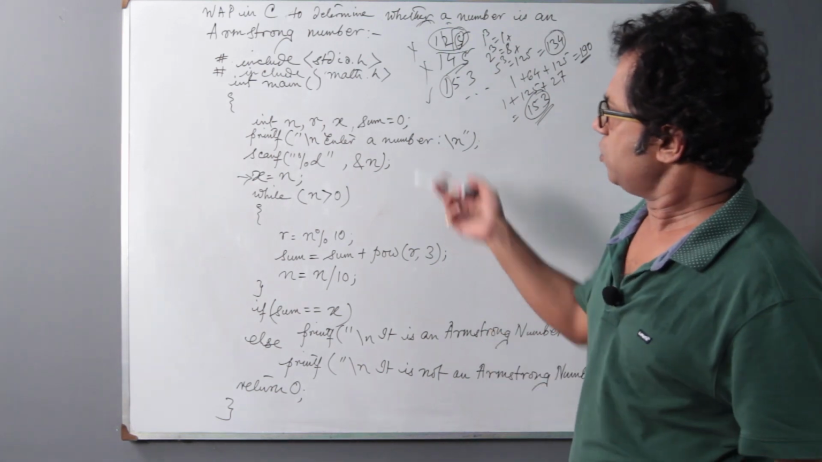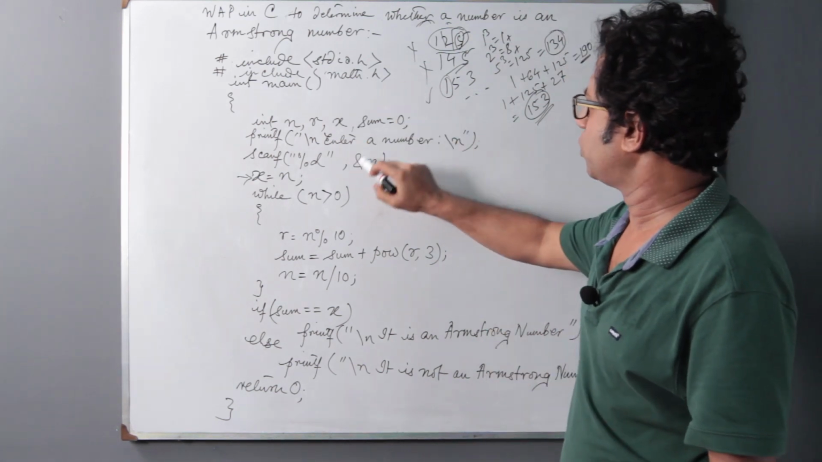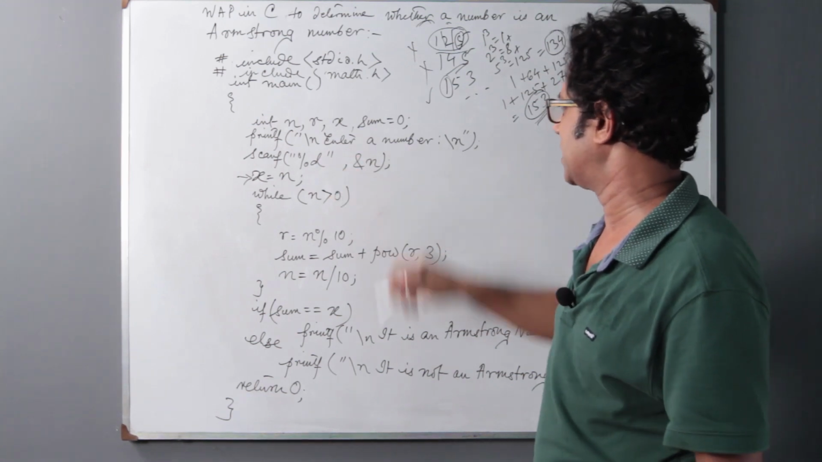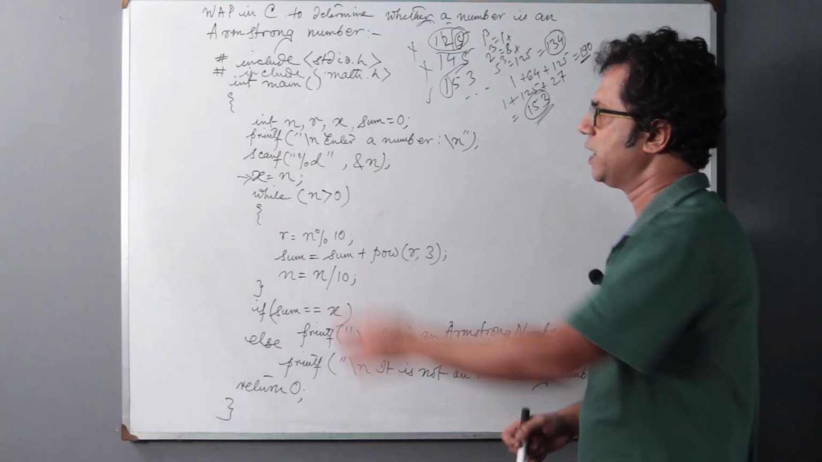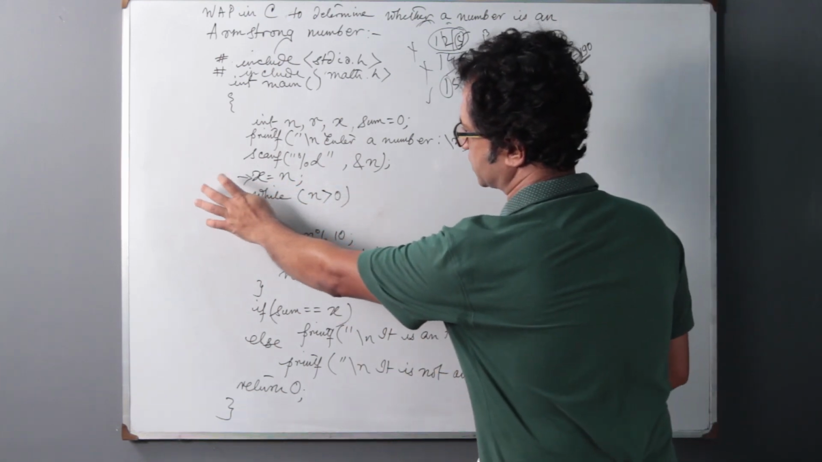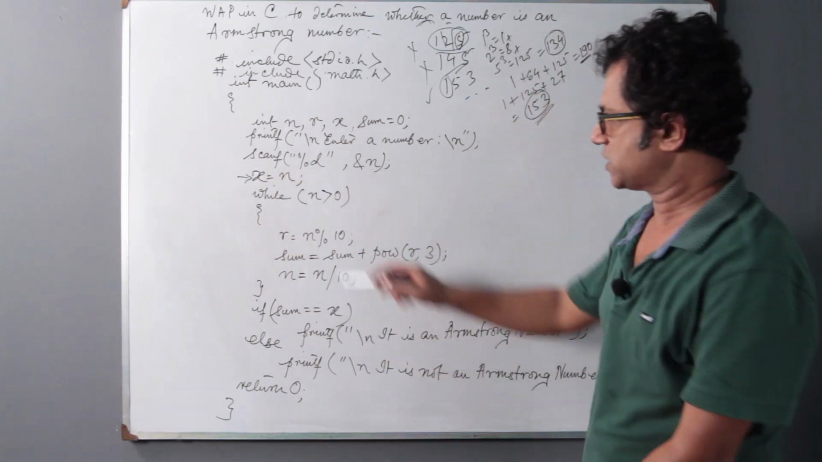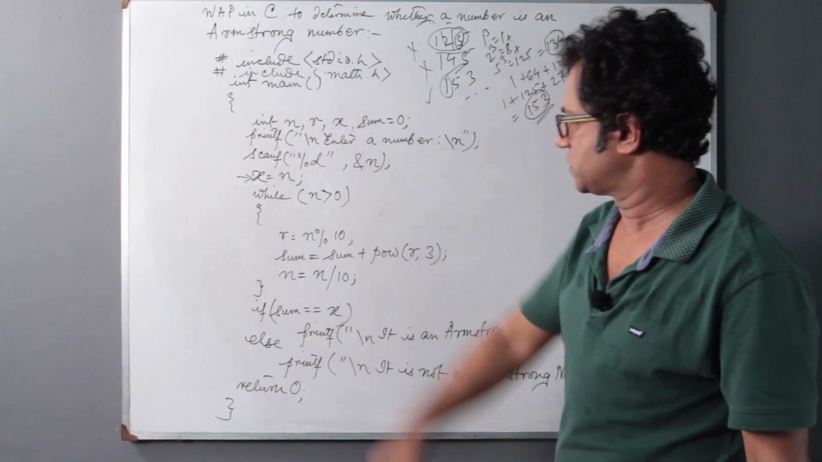So let us now start explaining. This is the input portion: enter a number, %d, scanf("%d", &n). Nothing to explain over here. Now the programming logic starts from this line, which is pointed to by an arrow. This line is the first line of the logical sequence of the program.